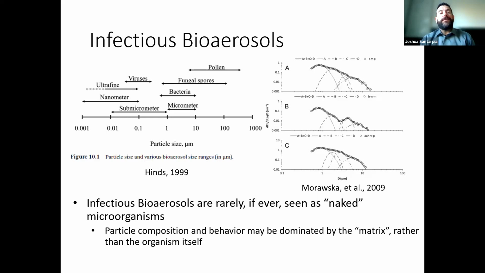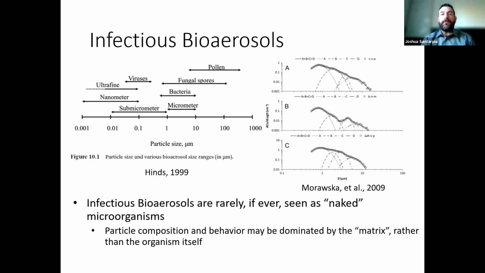I want to come back to a little bit of Alex's slides from before, where we looked at the sizes of the actual microorganisms that are in biological aerosols. And I'll say this about infectious bioaerosols. I think it's maybe less true in the environment. Alex showed several examples of fungal spores and other things being released, and I think those are more in their natural state. Infectious bioaerosols are rarely, if ever, seen as naked microorganisms, right? There's always some sort of matrix.